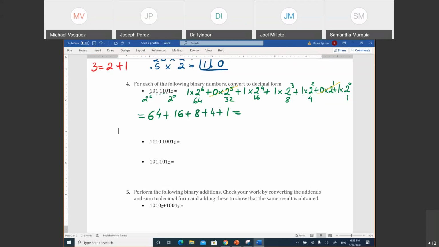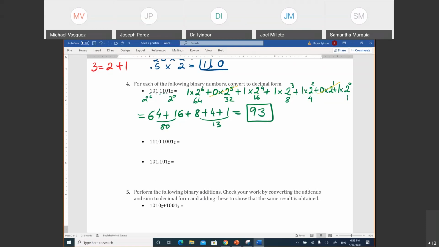Okay? So we have 64 plus 16 is 80. 80 plus 13, right? So this is 80. And this is 13. So it's 93, yes? Okay, everybody understand that? So that's one way when you expand it and then simplify it and get the decimal.